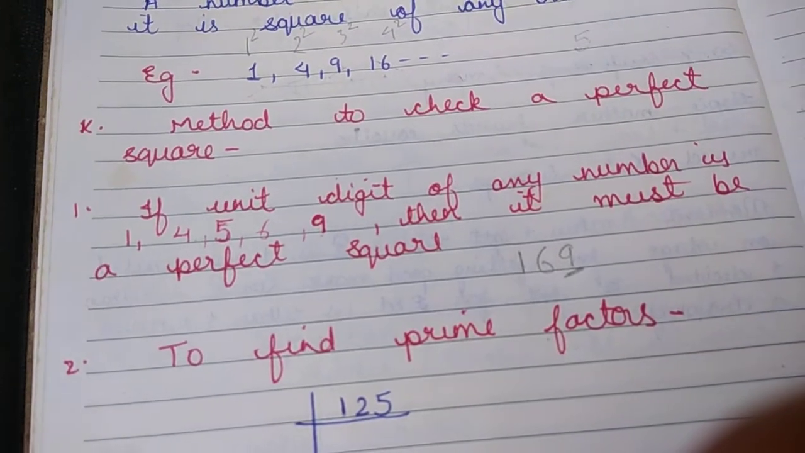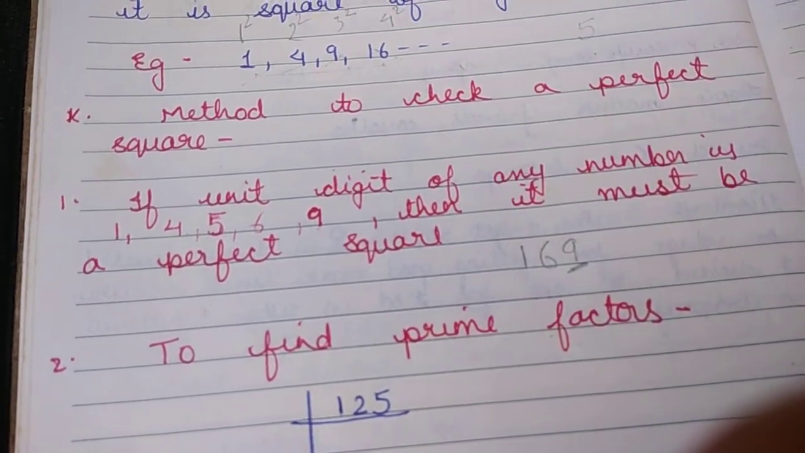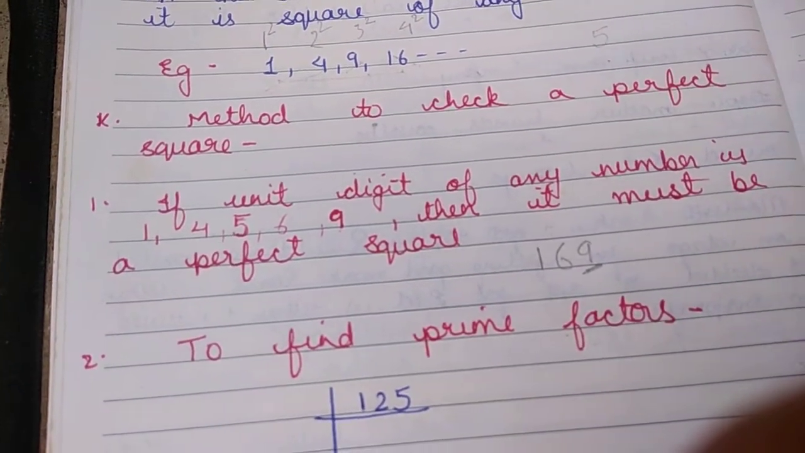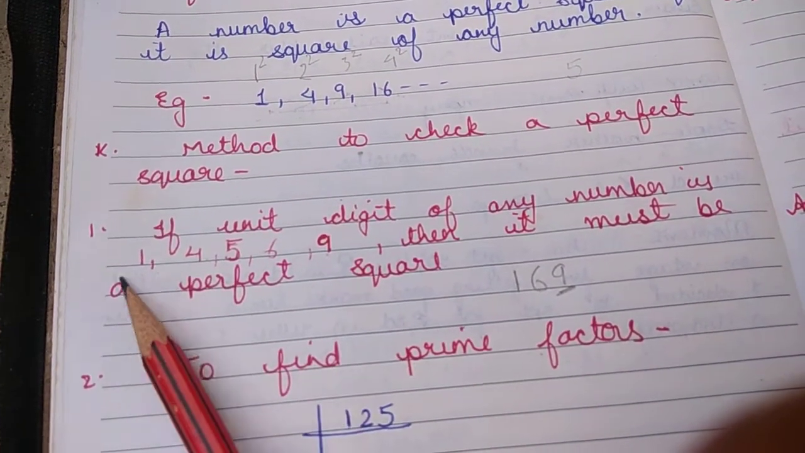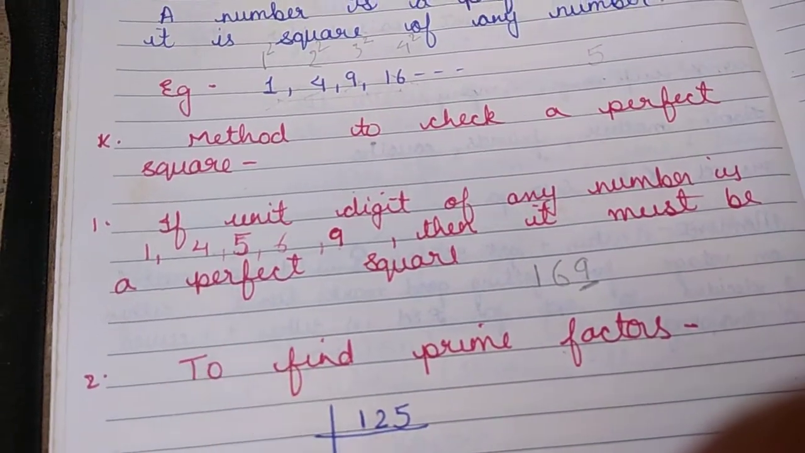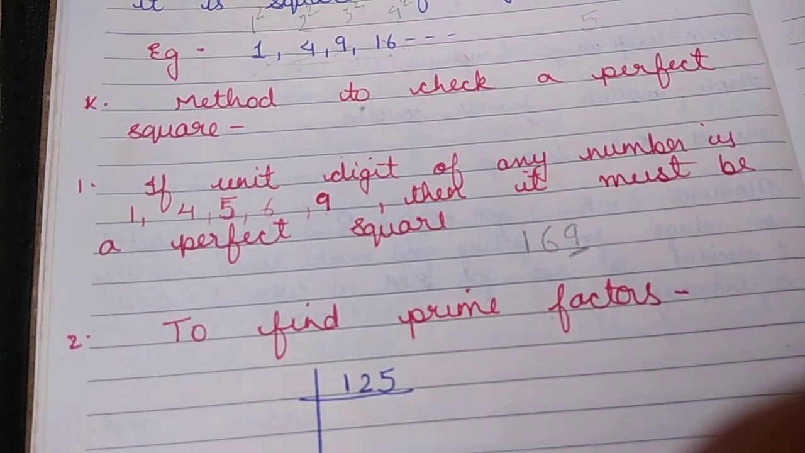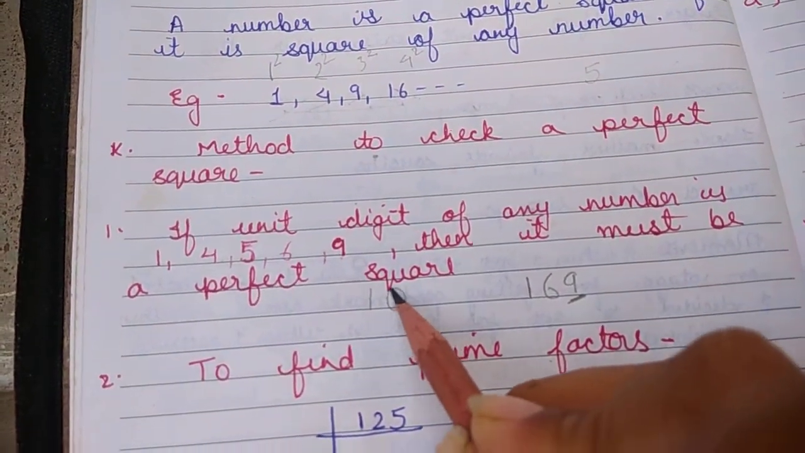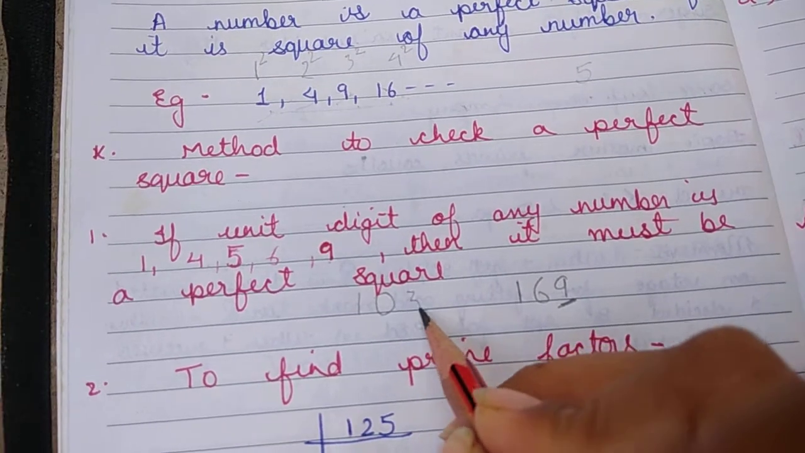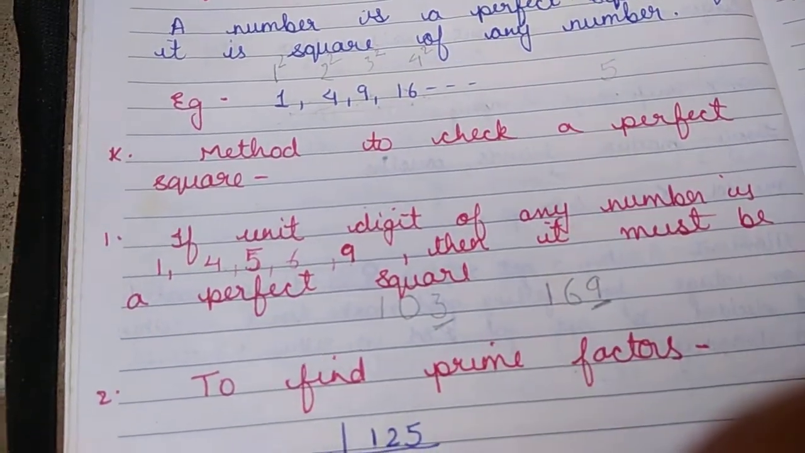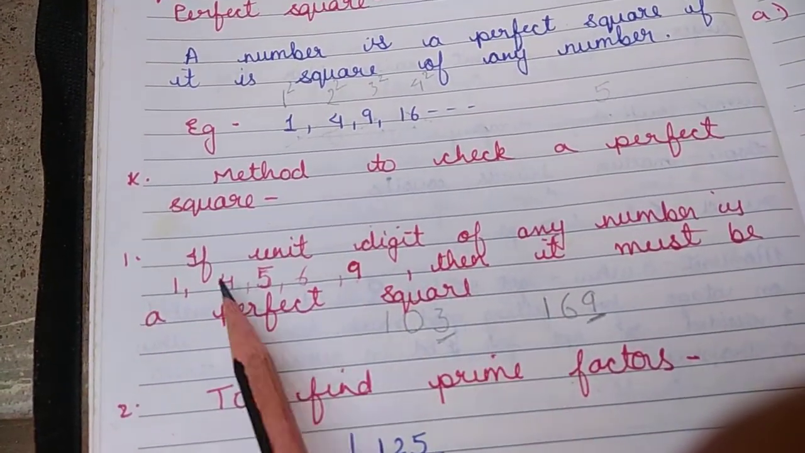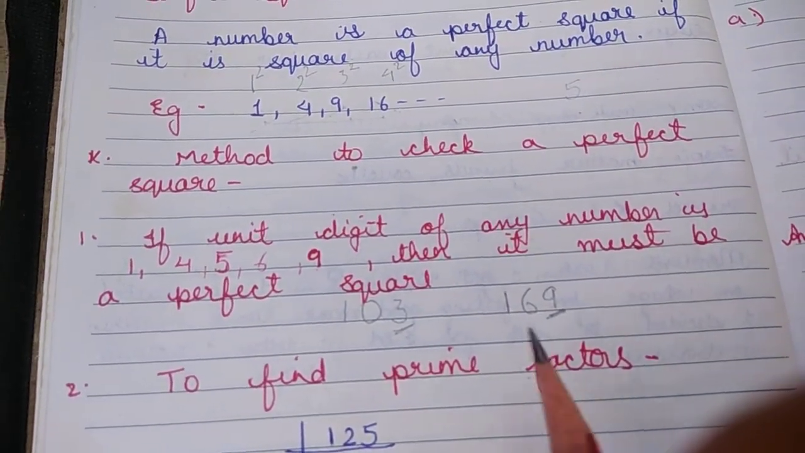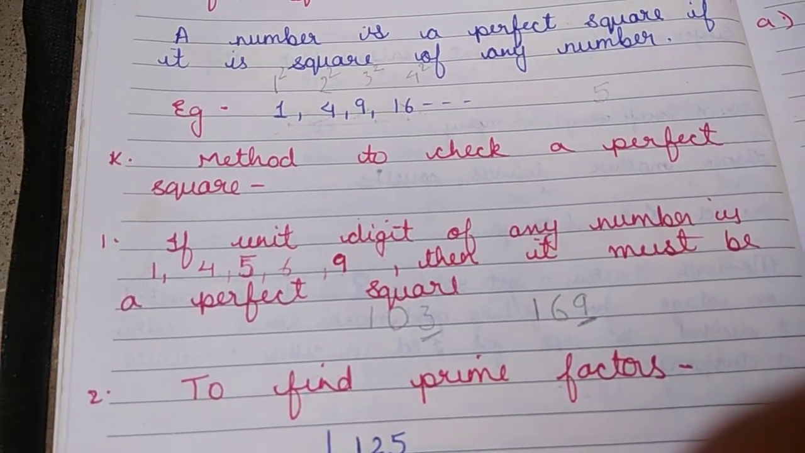It's not necessary that a number ending with these digits is always a perfect square, but if a number is ending with any of these digits, you can at least try and find out if it is a perfect square or not. Suppose there is a number 103. It is ending with 3, so it is not ending with any of the digits given here. So I know that this wouldn't be a perfect square number.